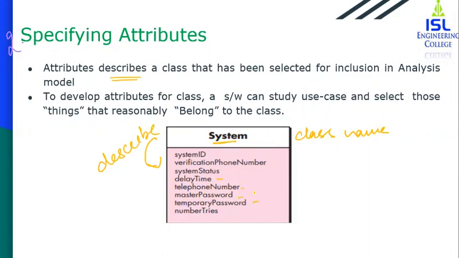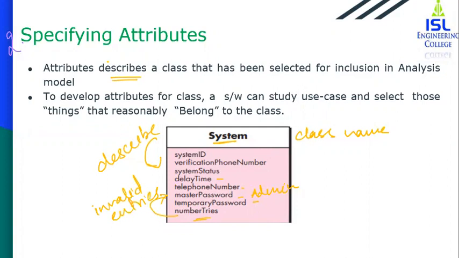The master password is for the admin. Temporary passwords are what you circulate to users who can use a particular file temporarily. Then the number of tries. These number of tries are associated with invalid entries: how many invalid entries are accepted. So these are your attributes.